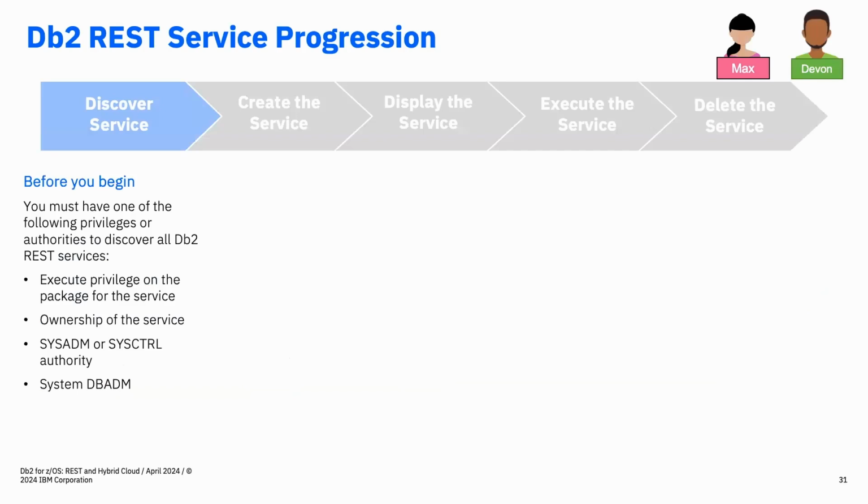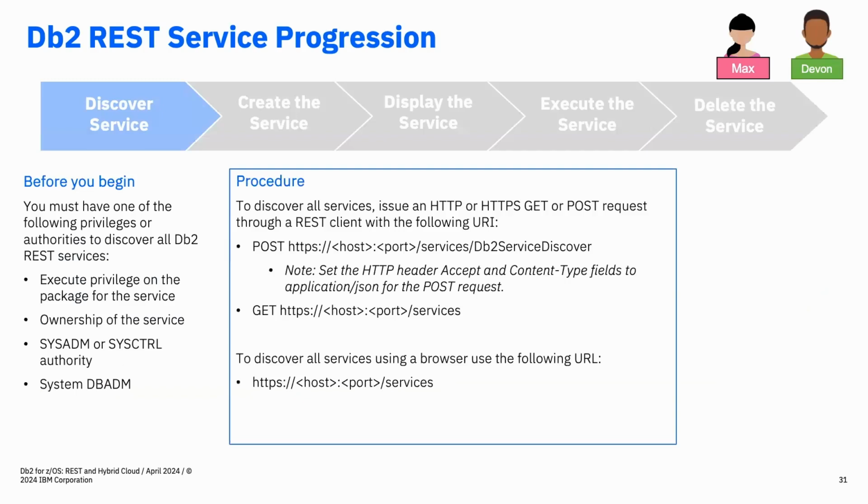So to dive in, discovering a service. This can be done with the appropriate authority, usually sysadmin or control or DBADM. You will issue a POST for DB2 native REST with DB2 service discover. So you'll specify the host and the port that's listed here in the middle of the box. Call services DB2 service discover. If you have fully RESTful capabilities, you can just call GET on host port services. So whatever location it exists in, you can just get the services.